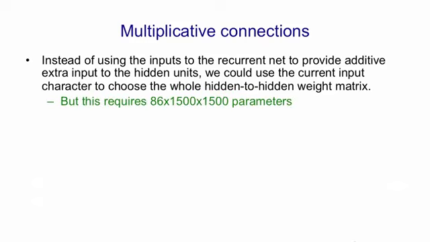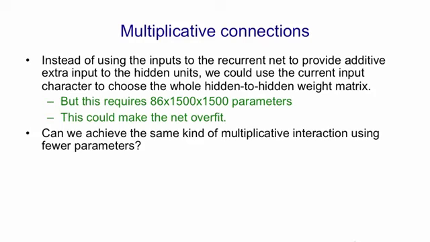Now if we did that in the naive way, we'd have each of the 86 characters define a 1500 by 1500 matrix, and that would be a lot of parameters. If we have that many parameters, the net's likely to overfit unless we run it on a huge amount of text for which we might not have time. So the question is, can we achieve this kind of multiplicative interaction where the character determines the hidden-to-hidden weight matrix using many fewer parameters by making use of the fact that characters have things in common?